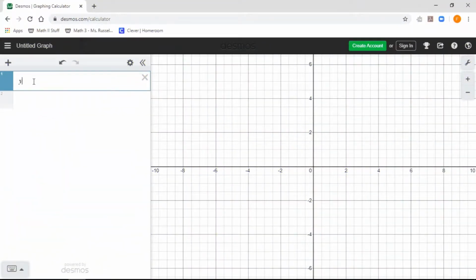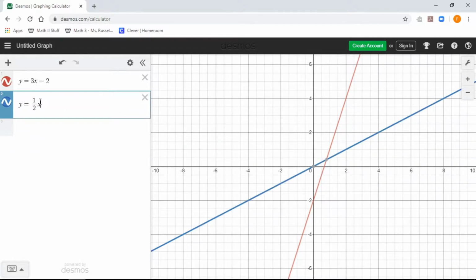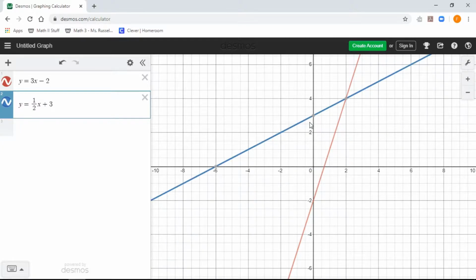First equation is y equals 3x minus 2. Second equation is y equals 1/2 x plus 3. Notice there's one intersection of my two linear equations, and x equals 2.